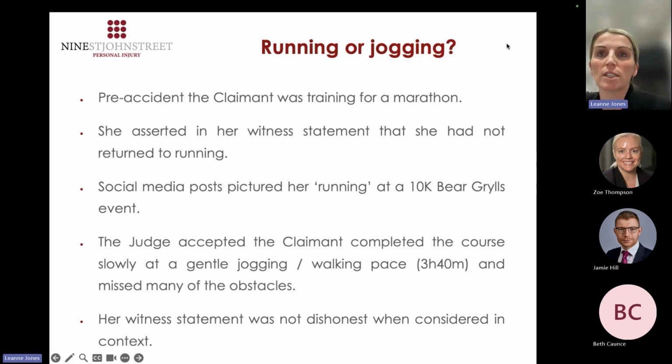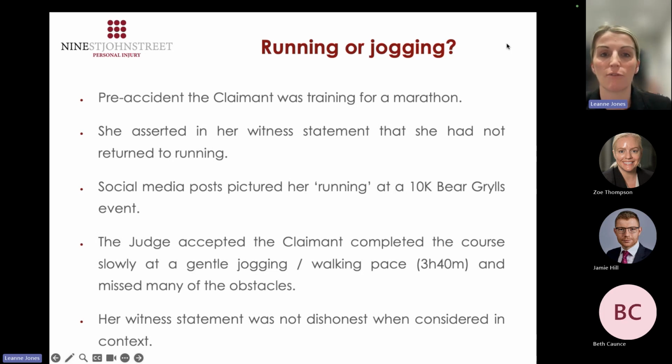And in terms of the context that the judge saw that in, it was basically that she hadn't ever said she couldn't do a gentle jog or a walking pace, which is exactly what her evidence was in response to that Facebook post. And I think that's an important message to take away.